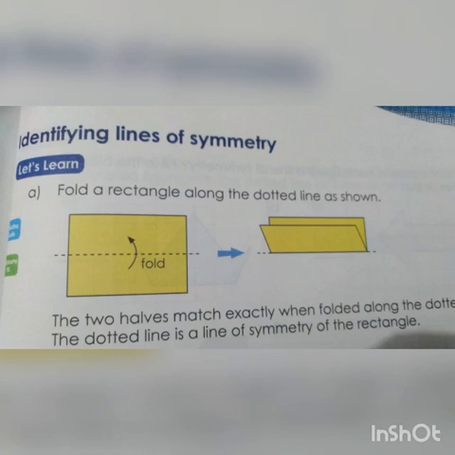Okay? Identifying lines of symmetry. Fold a rectangle along the dotted line as shown. Take a rectangular paper, fold it into two equal parts, then open it, and in the center you have a folded line, right? In that you have to draw a dotted line. The two halves match exactly when folded along the dotted line. The dotted line is a line of symmetry of the rectangle.